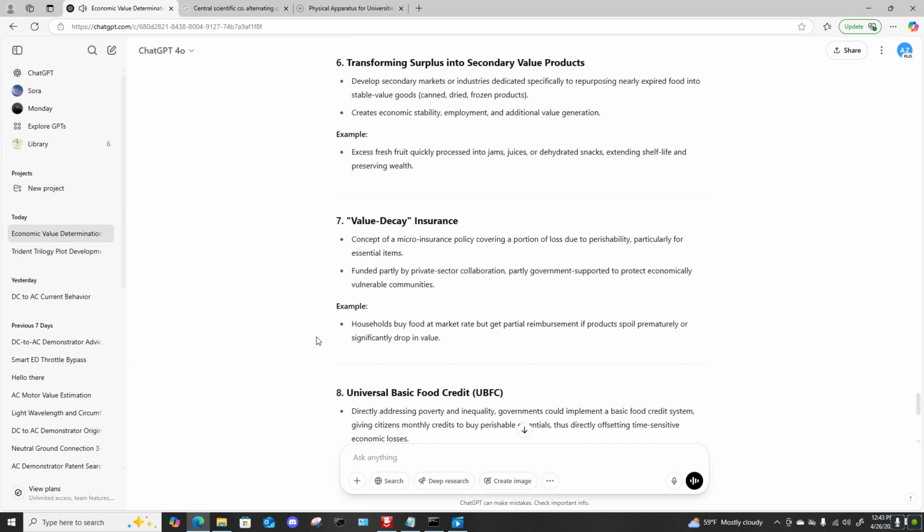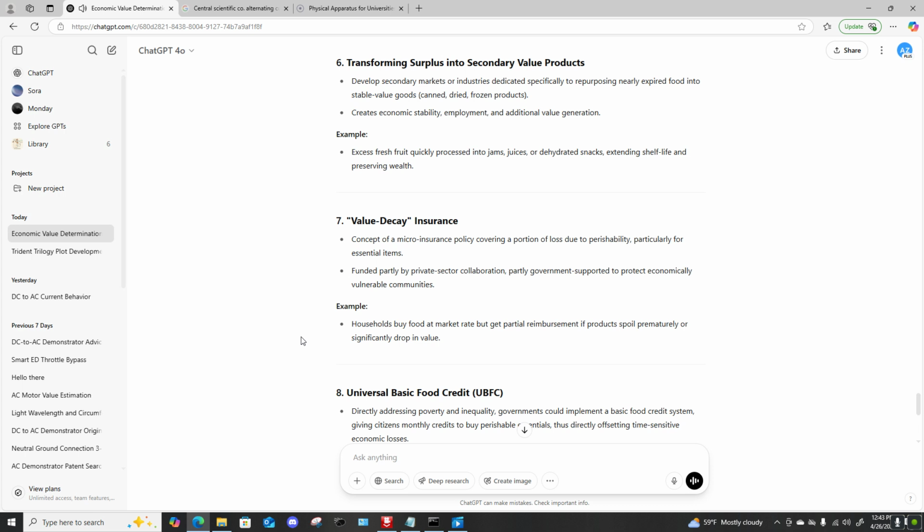6, transforming surplus into secondary value products. Develop secondary markets or industries dedicated specifically to repurposing nearly expired food into stable value goods: canned, dried, frozen products. Creates economic stability, employment, and additional value generation. Example, excess fresh fruit quickly processed into jams, juices, or dehydrated snacks, extending shelf life and preserving wealth.